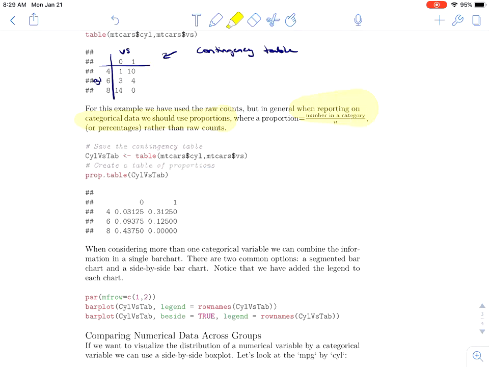So later on, we'll most likely just be talking about proportions. And a proportion is just the number in a category over n. N, remember, is the total sample size.